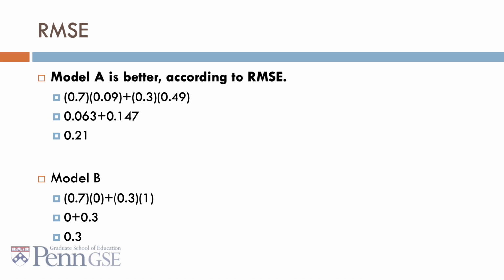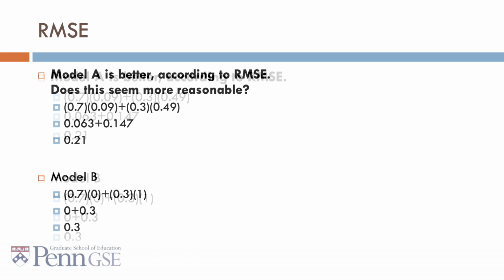The model that says that a student whose overall probability is 0.7 can best be predicted with a probability of 0.7 does better than the model that says that it can actively be predicted with 1, and to me at least, this seems a little bit more reasonable.